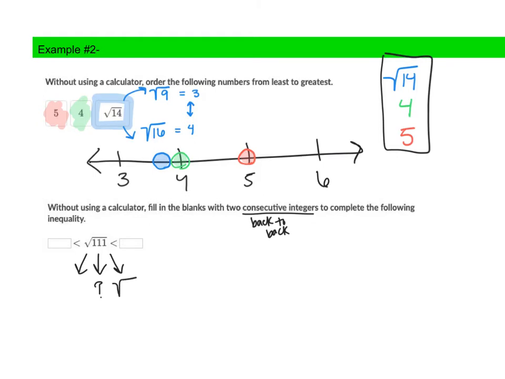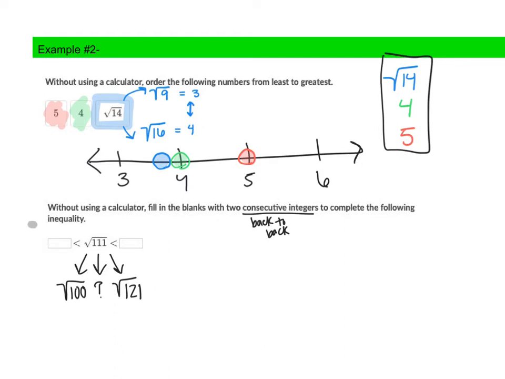So what perfect square comes after 111? I'm thinking of my list. Well, 10 times 10 is 100. 11 times 11 is 121, so 121 is right after it. And the one before it, 100 is right before it, sorry.